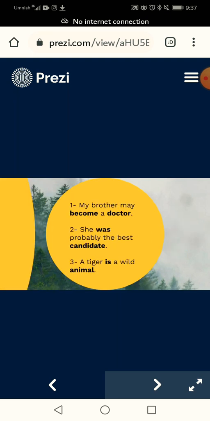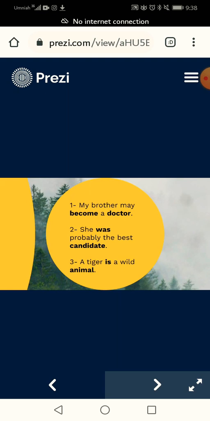For example, my brother may become a doctor. Now, become, in bold, is a linking verb. So after this linking verb, we have doctor, which is a noun. So, doctor here is related to my brother. It identifies my brother, the subject. And it's a predicate nominative because it comes after a linking verb and it identifies the subject, my brother.